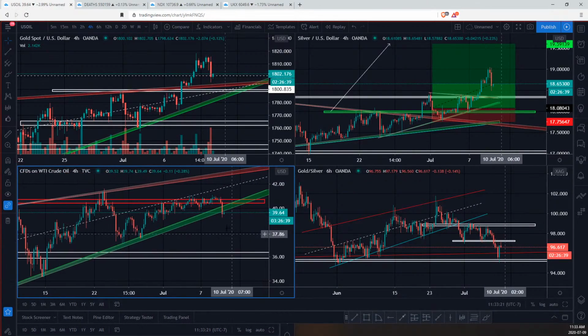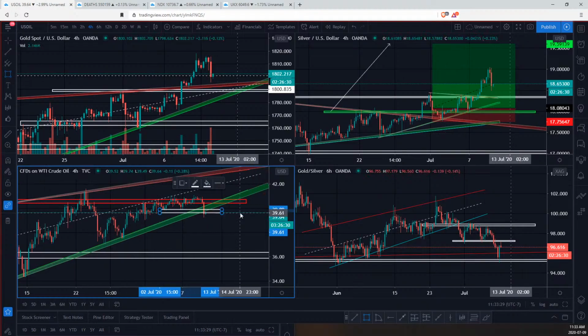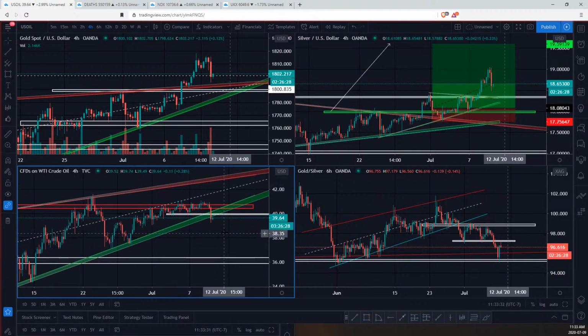So that's a little bit of crude oil, a little bit of a move to the downside. I'd be a little bit hesitant, but as of right now, I don't really see anything worth discussing that we haven't already talked about in WTI crude oil.